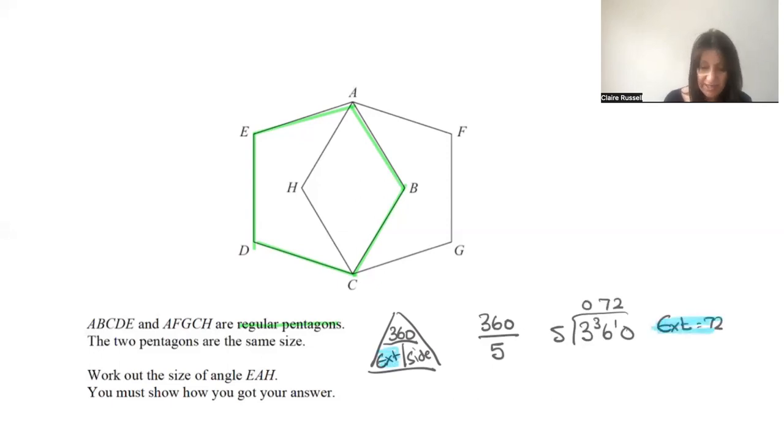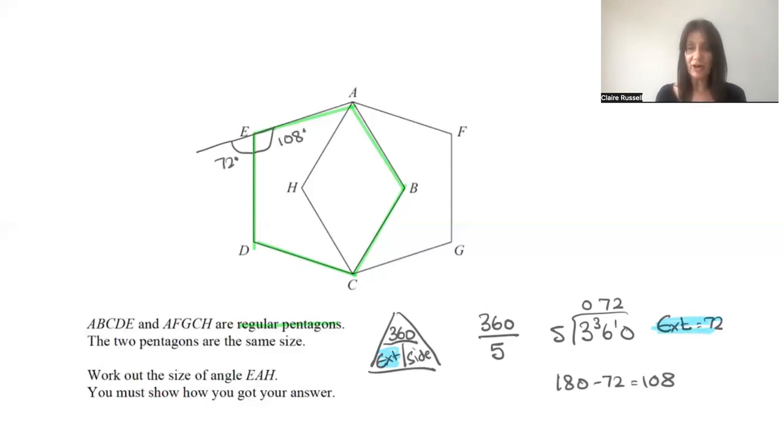exterior. Now go to your diagram, extend a line, and mark that exterior on. The minute you do that, it just lends itself naturally to using the straight line rule to find this one. So 180 takes 72 is 108. You write everything down as you go, and you mark all the angles that you find onto your diagram because it could then lead you to the next thing. All right.